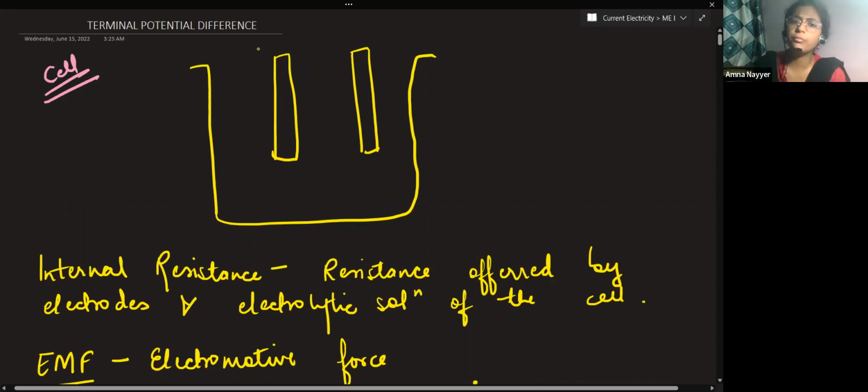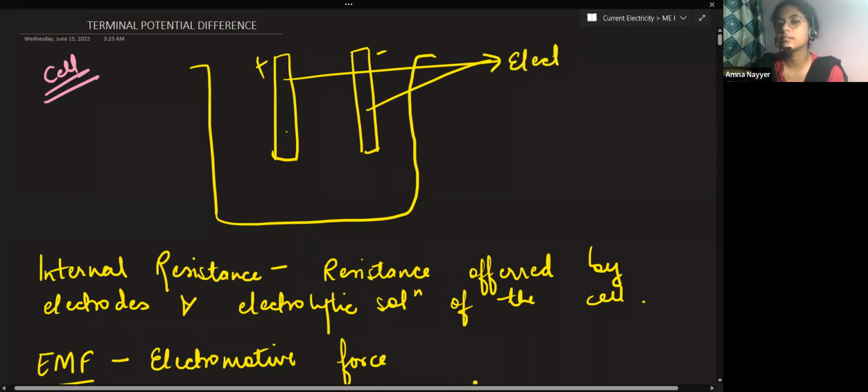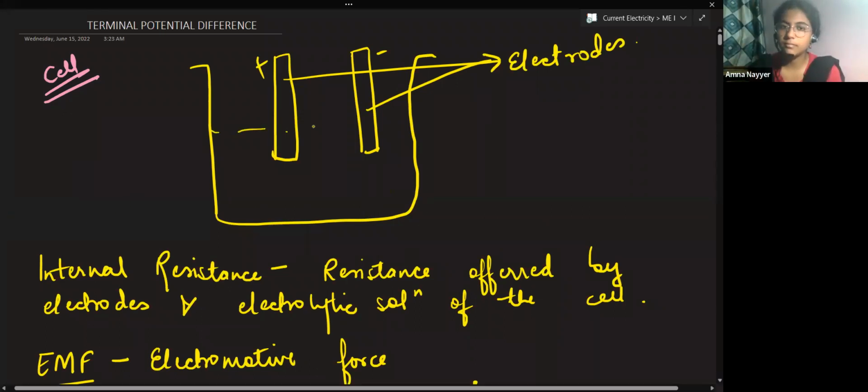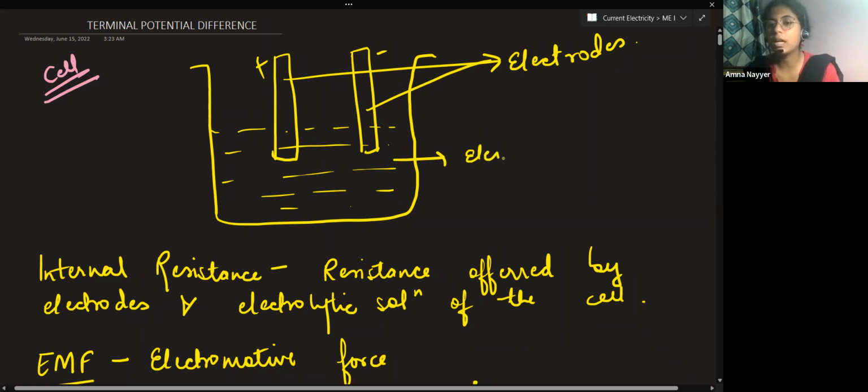Electrodes are there. Obviously, a cathode and an anode are present. So these are electrodes. These are sets of electrodes present. Now, these electrodes are dipped into a solution. This solution we call the electrolytic solution.